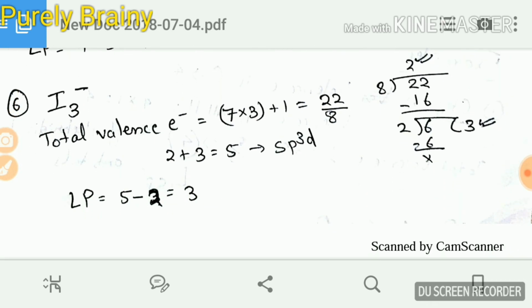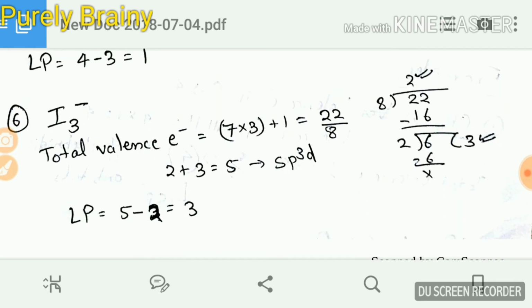Now the final example is I3 minus. The total number of valence electrons in I3 minus is 21. As we can see, I3 minus has a negative charge, so it must have accepted an electron. So in the calculation of total valence electrons, we will add 1. So the final total number of valence electrons comes to 22.